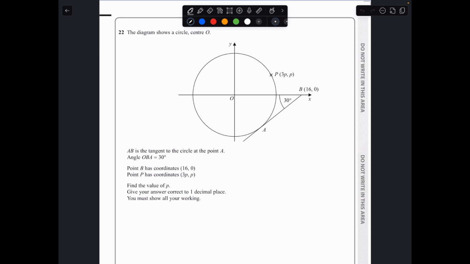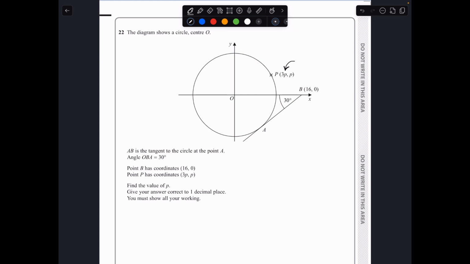So, the first thing that we need to realize here is this is a question very specific on our knowledge of circles and possible circle theorems. The first thing that we need to think about is, what are we actually trying to find? We're trying to find what the value of P is. But the only place that P has been shown is for this point P. So in other words, we need to find out what the coordinate or the point P is, so then we can find out what the value of P is.